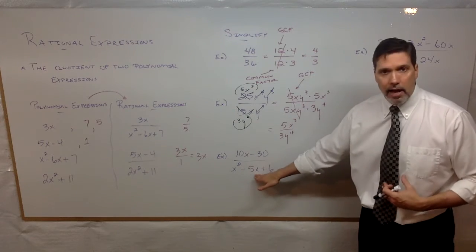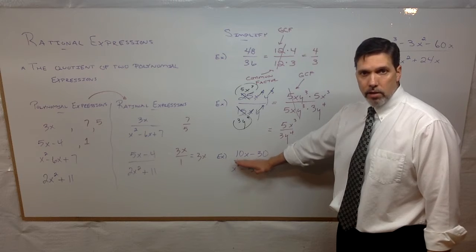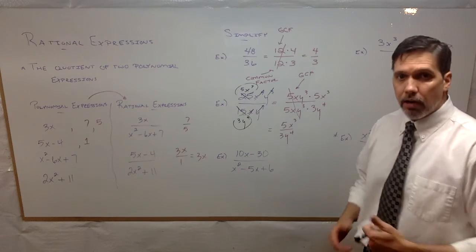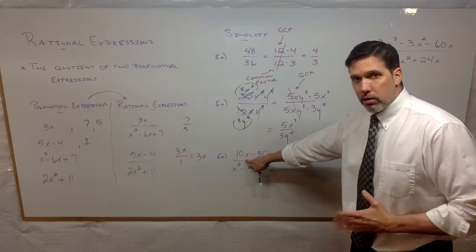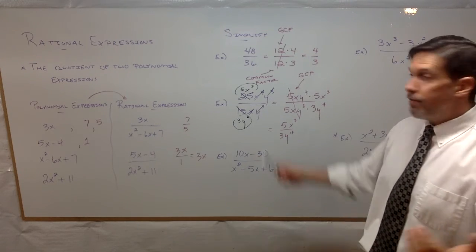Well, that x cancels with that x. No, it doesn't, because x is not a factor of the numerator, and x is not a factor of the denominator. Yeah, I see the x right there just as you do, but it's not a factor. They need to be factors before you can cancel.